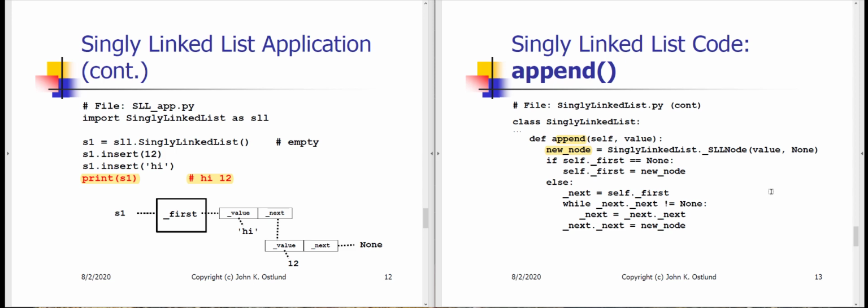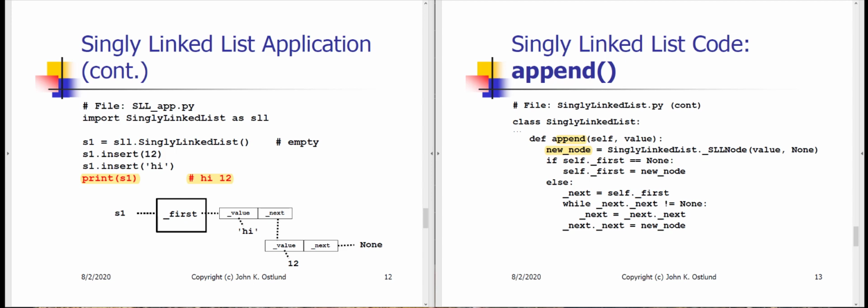If we append to an empty list, then appending to an empty list is effectively the same as inserting. That is, if we detect that self._first is None, we know that we simply want to append this newly allocated node at the beginning of the list. So we're going to say self._first gets the new node, and we're done. We're out of here.